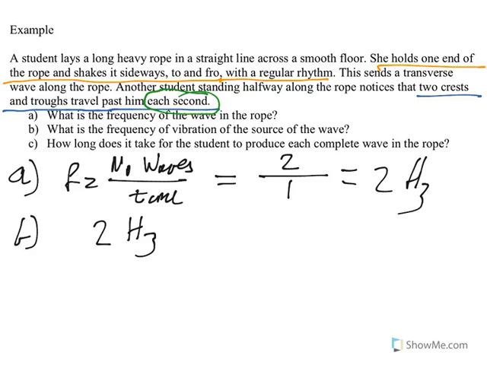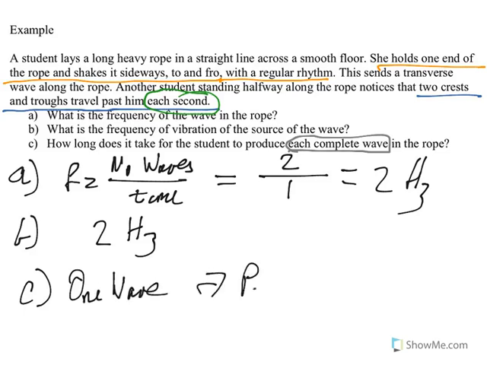All right, and part C says, how long does it take for the student to produce each complete wave? So here's that term, each complete wave. So we're talking about 1 wave. And the time for 1 wave is what we call period. And that is equal to 1 on the frequency, so 1/2 a second.